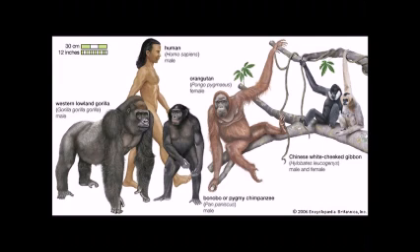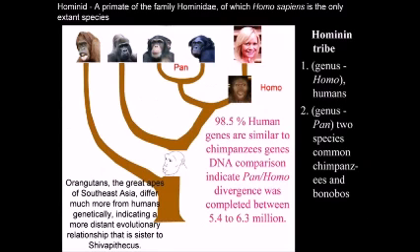Now it is well known that our similarity in behavior pattern with the great apes is deep down in our genes. 98.5% of human genes are similar to those of the chimpanzee. DNA comparison indicates that the Pan-Homo divergence was completed between 5.4 and 6.3 million years ago. Again, the orangutan, the great ape of Southeast Asia, differs much more from humans genetically, indicating a more distant evolutionary relationship.